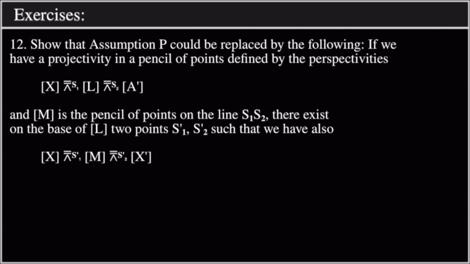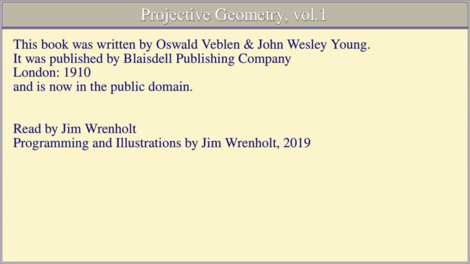12. Show that assumption P could be replaced by the following. If we have a projectivity in a pencil of points defined by the perspectivities, the pencil X is perspective with center S1 to the pencil L, which is perspective with center S2 to the pencil X', and the pencil M is the pencil of points on the line S1S2. There exist on the base of pencil L 2 points S1', S2', such that we have also the pencil X is perspective with center S1' to the pencil M, which is perspective with center S2' to the pencil X'.